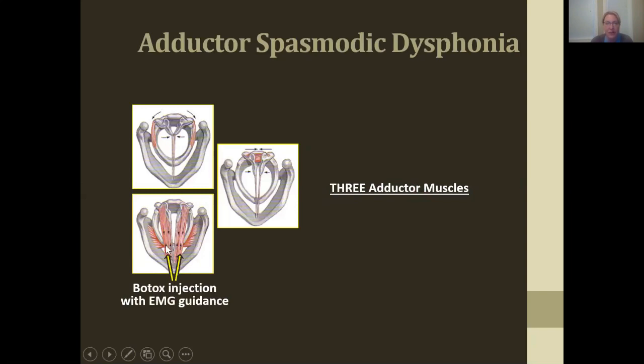And then you can see that typically our needle is going to end up right about in this area where we can be in the thyroarytenoid muscle. This isn't the best representation of the lateral cricoarytenoid. It's actually a little broader than this. So we can angle our needle and get over to the lateral cricoarytenoid, but it is more challenging. So if someone has a lot of lateral cricoarytenoid muscle involvement, or a lot of interarytenoid muscle involvement, sometimes we can be fairly limited with our EMG-guided Botox.